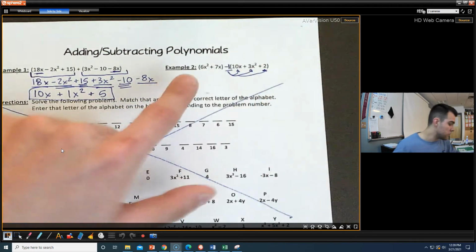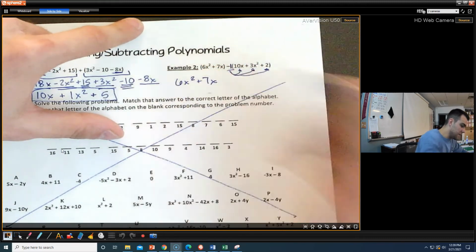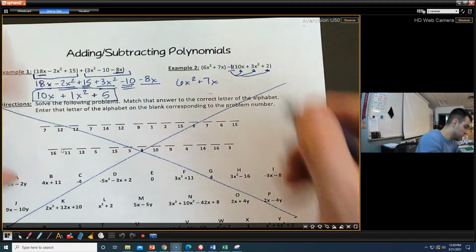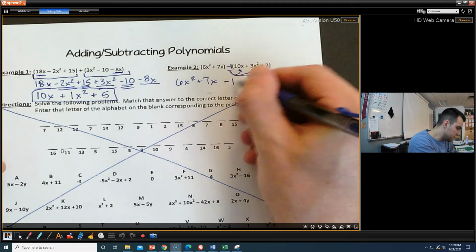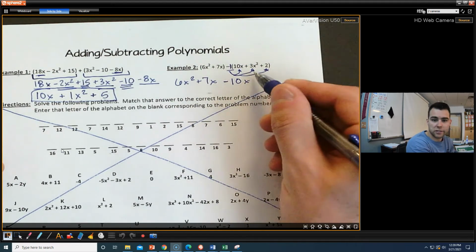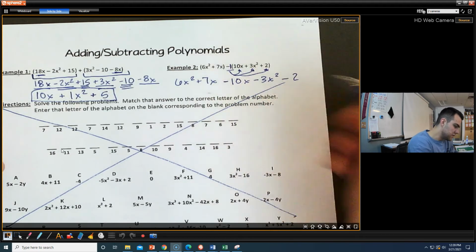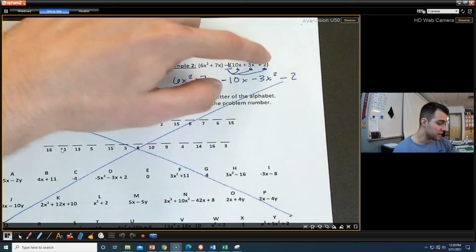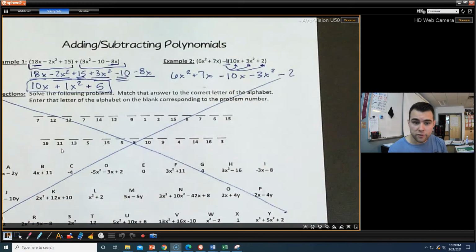So on the left-hand side, I'm going to drop my parentheses. It's going to stay the same. And then on the right-hand side, I'm actually going to change those signs. So instead of 10x, it's negative 10x. Instead of 3x squared, it's negative 3x squared. And positive 2, it's minus 2. Because a negative 1 times all that stuff is what we'd end up getting down here. Okay? So now let's go ahead, let's combine like terms.